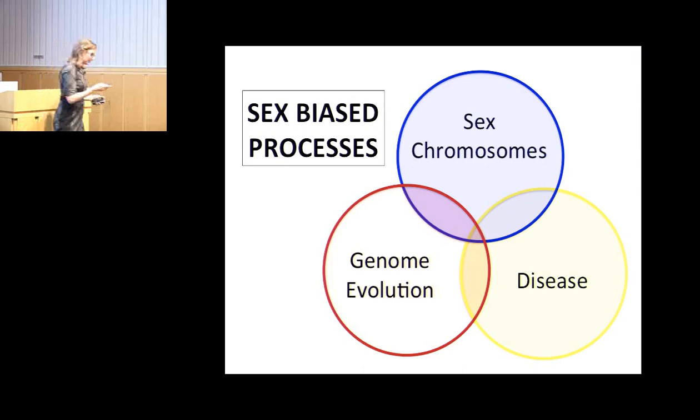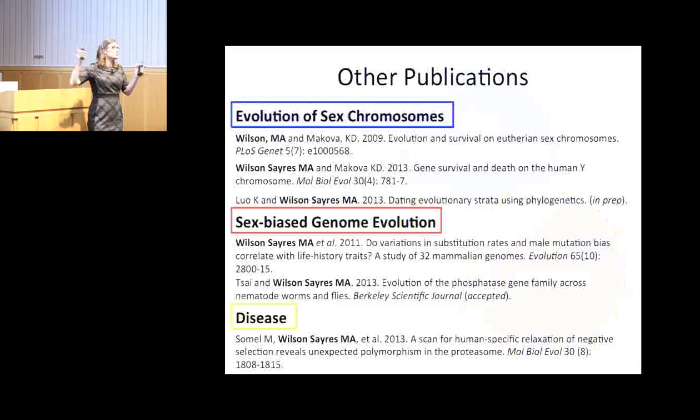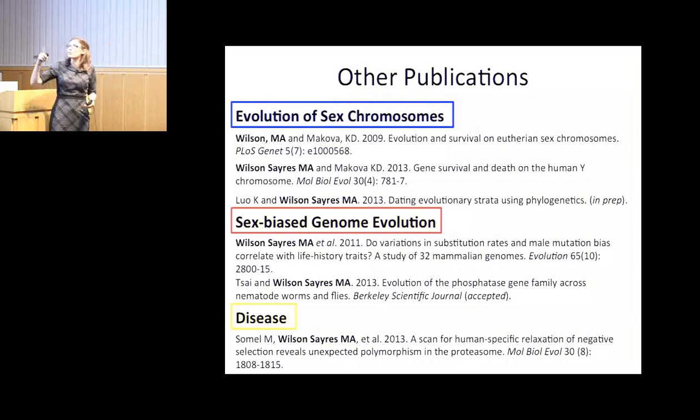So here's some other publications just to show you that I have experience in these three areas, working on them. Some of them I did as a graduate student. Some I've been working with undergraduates, and I'm the PI working with a student trying to understand evolutionary strata. The pictures came from this project looking at variation and substitution rates and male mutation bias correlating with life history traits. And that was across the 32 mammalian genomes at the time.